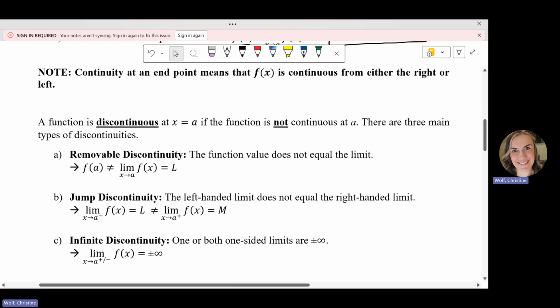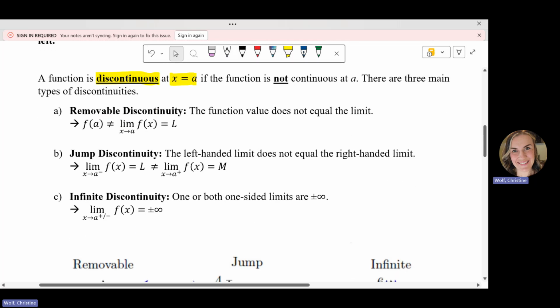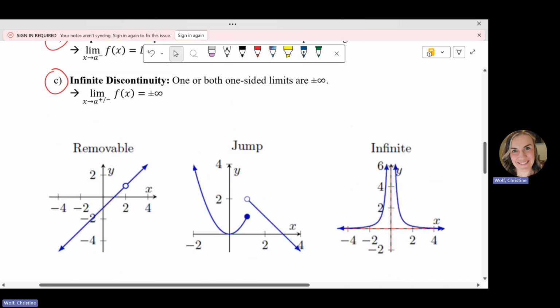Okay, so a function is discontinuous at that point if the function is not continuous. Obviously, if it's not continuous, then we say it's discontinuous. Again, if any of these 3 things are not true, we can safely say it's discontinuous. And there are 3 specific types of discontinuity, and you're going to have to memorize these 3 types of discontinuity and the difference between them. And I have pictures here as well for the visual.